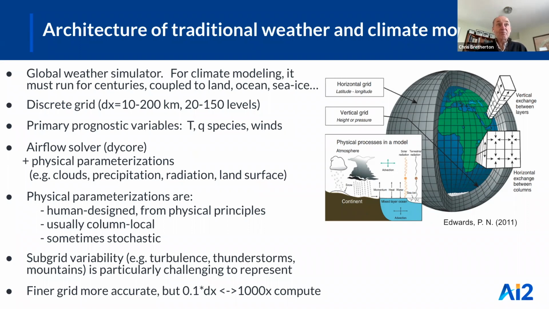So the spacing of the points on that grid depends on how long the simulation is going to be. It's computationally limited. So for weather forecasting, typically we might try and use a grid spacing of as little as 10 kilometers and up to 150 vertical levels. For climate, where we have to integrate for centuries, we might use a grid spacing of 100 or 200 kilometers and fewer vertical levels.